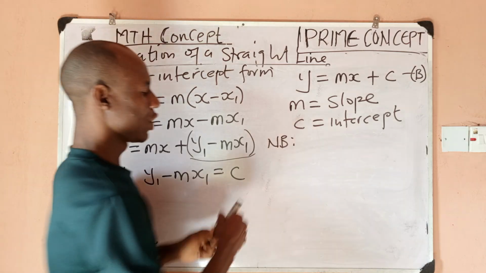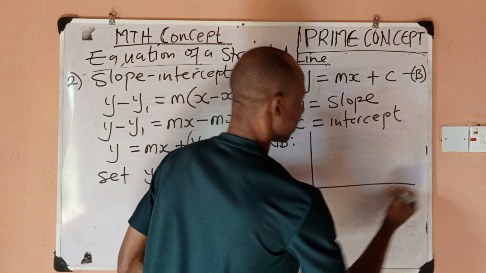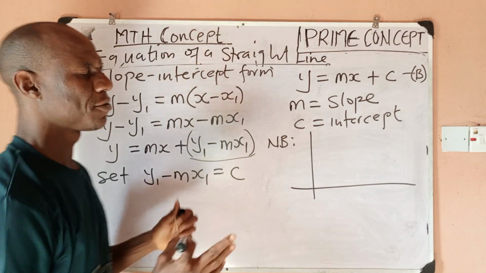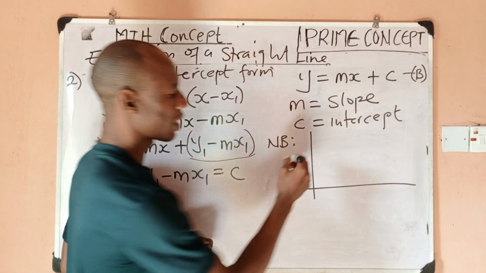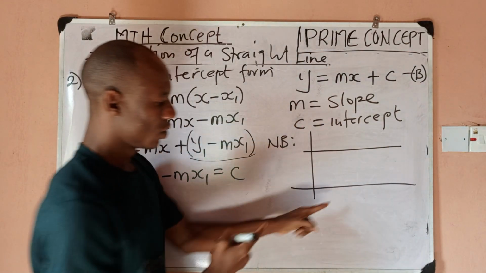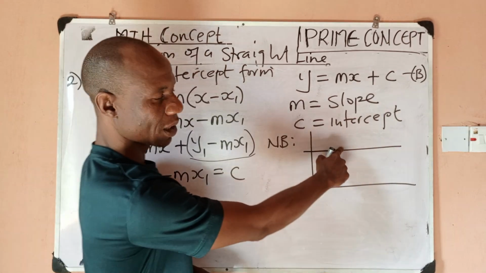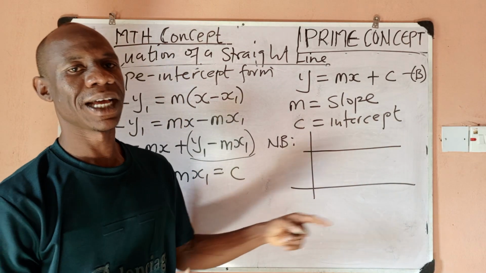One is that if you have, say this is your coordinate system, and then you have your straight line which you're trying to find the slope. Now that straight line is parallel to your x-axis. This is the straight line which is parallel to your x-axis.